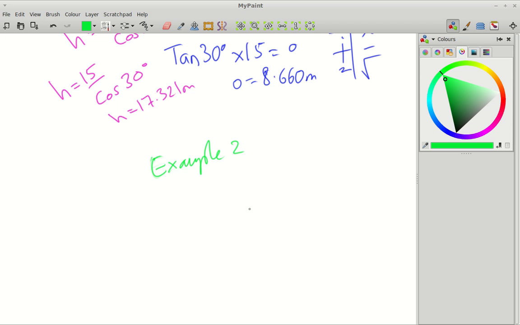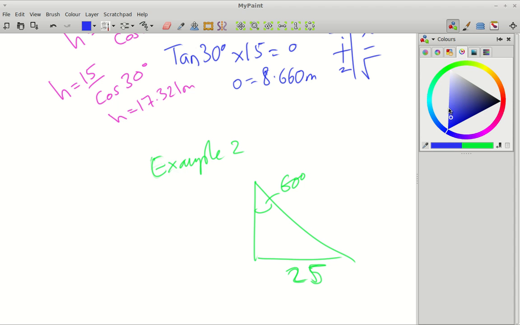For this one, let's say it's this way around. That length's 25. That angle's 60 degrees. We need to work out the missing 2 lengths. So we know that bottom one's 25. So first thing to do, we're going to label it up.